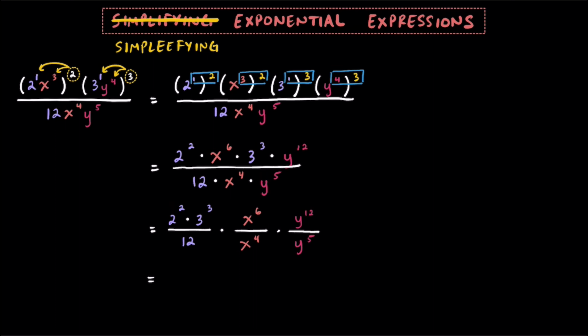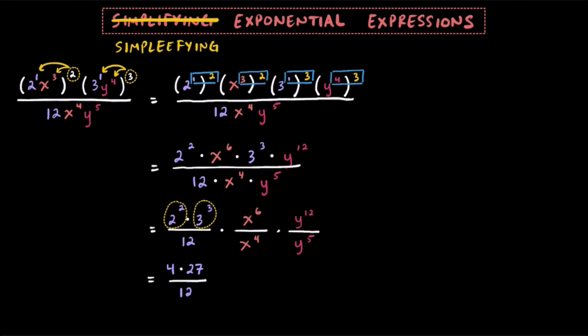Now let's get down to the end part here. So if we go ahead and take this 2 to the 2nd power, that's going to equal 4. So I'm going to go ahead and write 4 on top here. We're going to multiply that by this 3 to the 3rd power. Now what's 3 times 3? That's 9. 9 times another 3 is going to be 27. So we have 4 times 27, and that whole thing is going to be over 12.